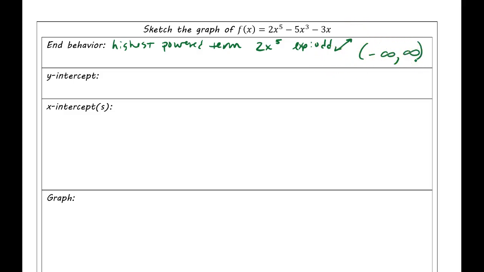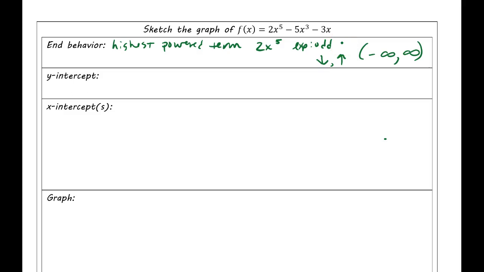What a lot of teachers do is they don't draw that entire line. They just write the end behavior. They may say it's going down on the left and up on the right. That's another common thing that teachers write. So you can erase that or do whatever you want. Okay, so there's my end behavior.